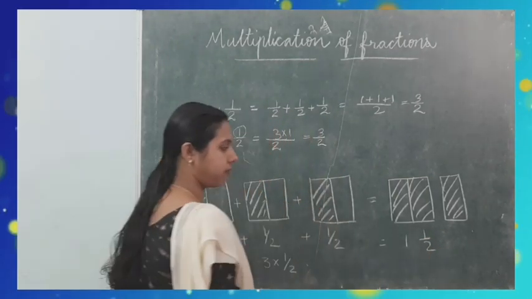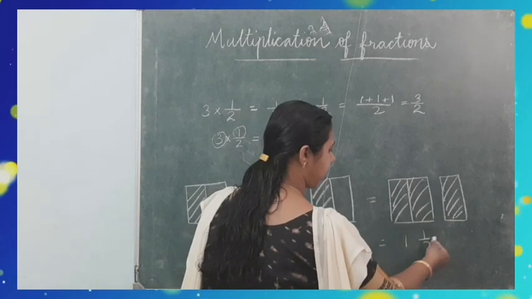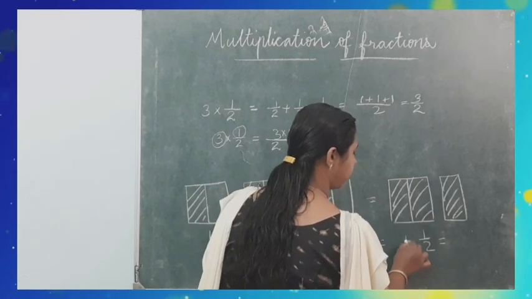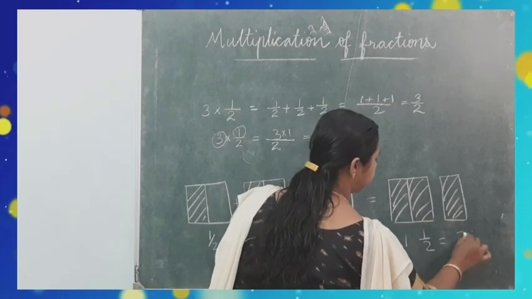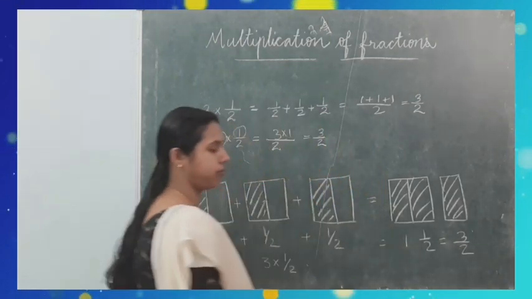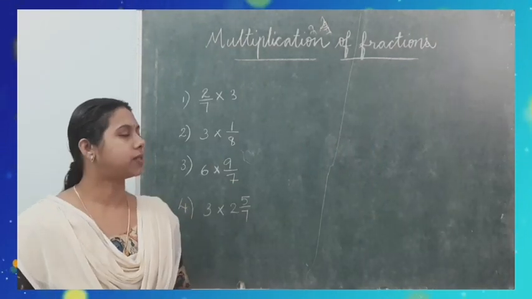One and half. What is this? A mixed fraction. What is the improper fraction of 1 and half? This is equal to 2 into 1 plus 1, that is 3 by 2. Let us do some problems.